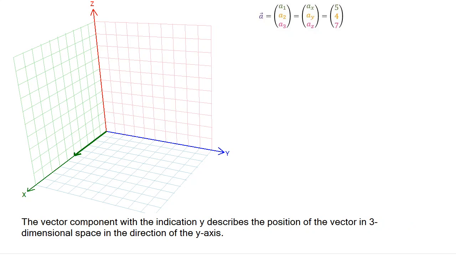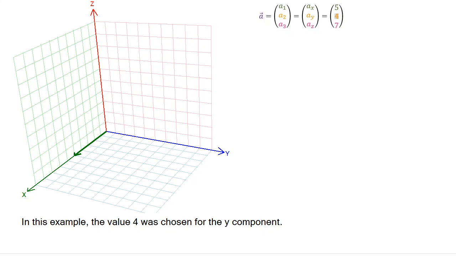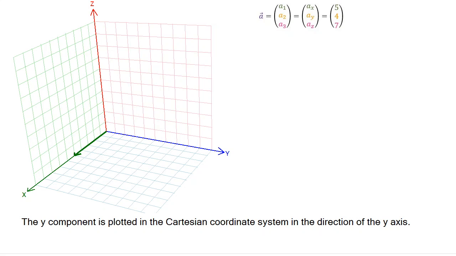The vector component with the indication y describes the position of the vector in 3-dimensional space in the direction of the y-axis. In this example, the value 4 was chosen for the y component. The y component is plotted in the Cartesian coordinate system in the direction of the y-axis.